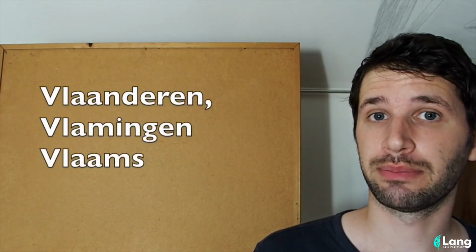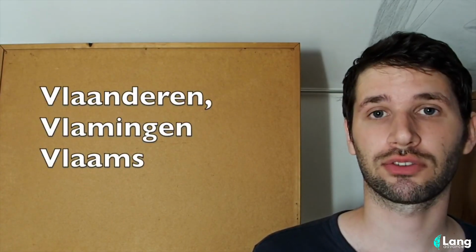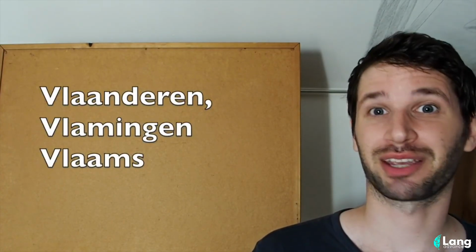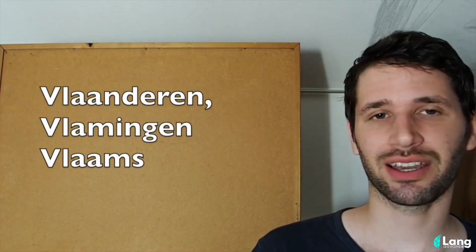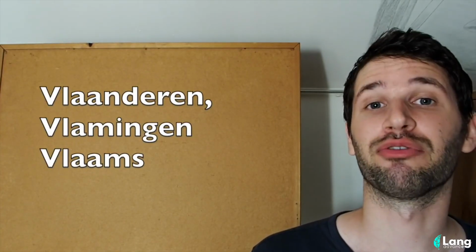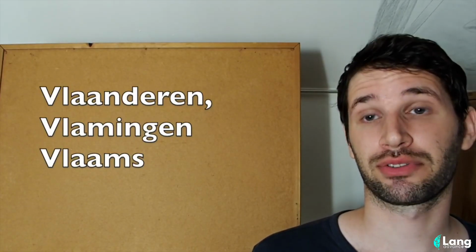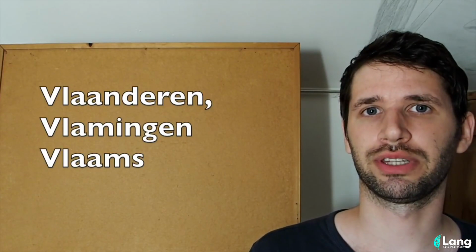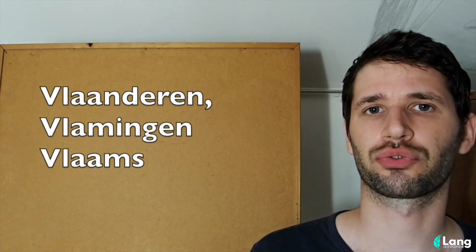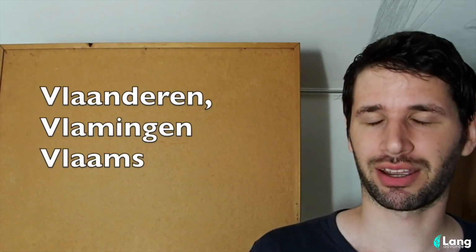Flanders is the part in Belgium where one speaks Dutch and where I am from. Ik ben van Vlaanderen. The inhabitants are Vlamingen, that's the Flemish persons, and the language is Vlaams, which is also the adjective. But you don't need to know those things.